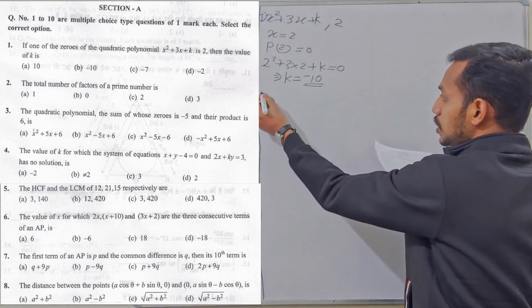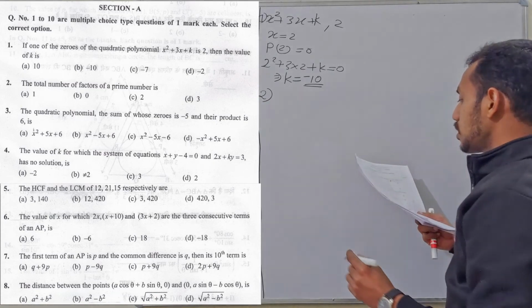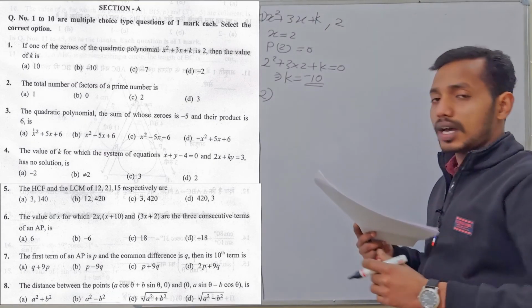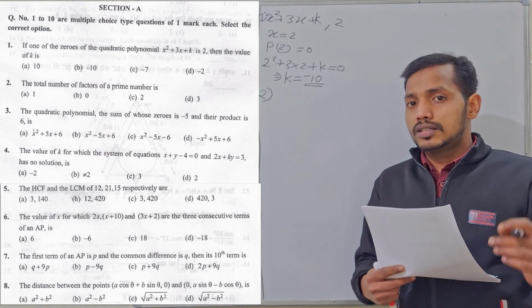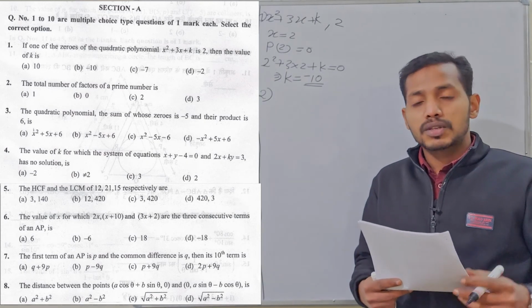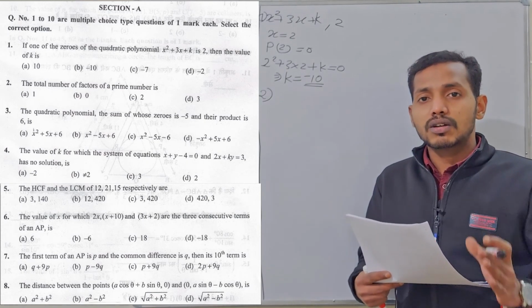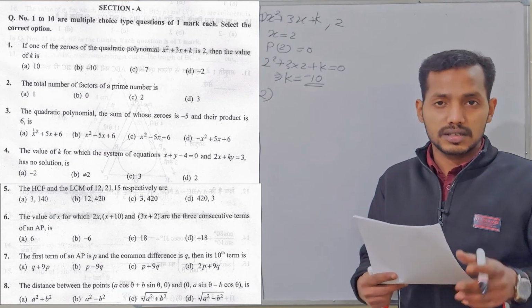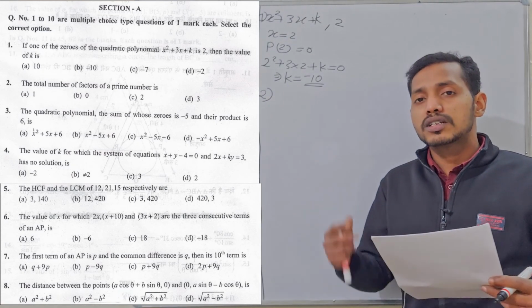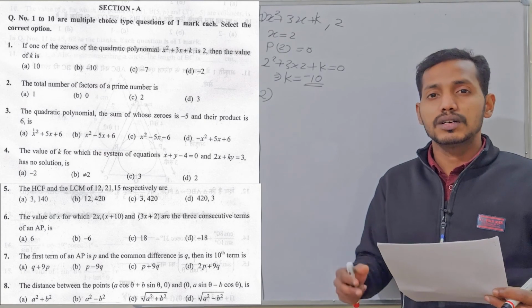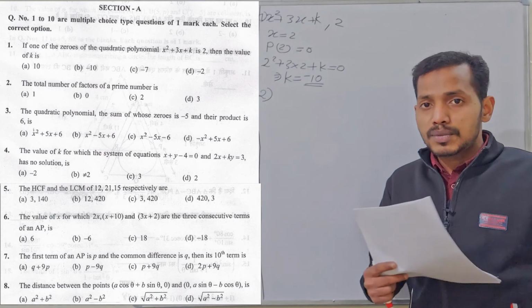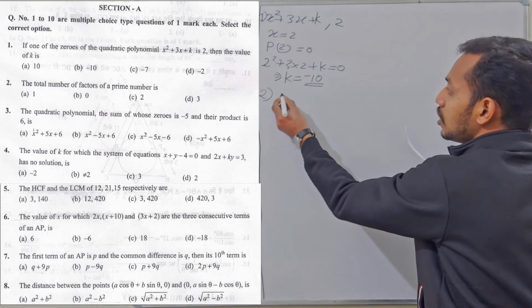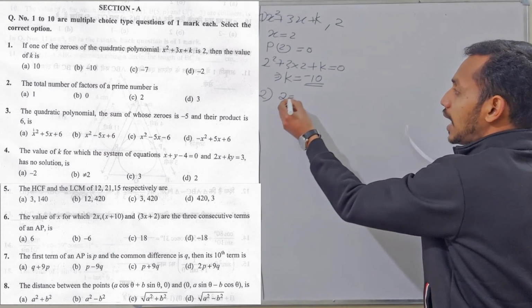Now come to question number 2. The total number of factors of a prime number. This is a question from chapter number 1, so we should have basic knowledge about the different kinds of number systems. Here we need to know what a prime number is. A prime number is a number divisible by only 1 and itself. That means its factors will be that number and 1.